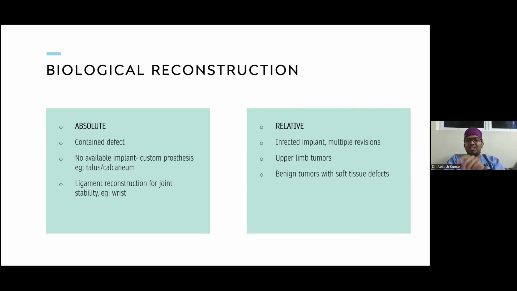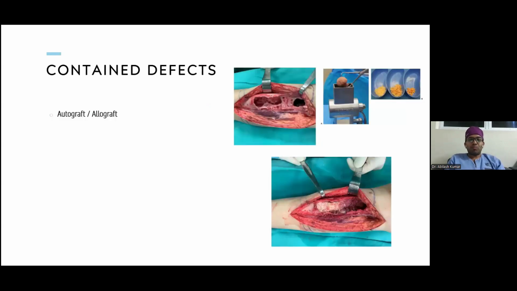Now, the relative indications are in cases where sometimes we deal with recalcitrant infections in prosthetic joint infections, requiring multiple revisions, upper limb tumors, and also benign tumors with soft tissue defects. So this is an example of a contained defect. This is the part of the tibia where the patient probably had a NOF or a GCT, where we went in and curetted part of the bone. And here we can use a femoral head allograft, put it through the bone mill, got part of the bone chips, and we use this allograft as a void filler here in the tibia.